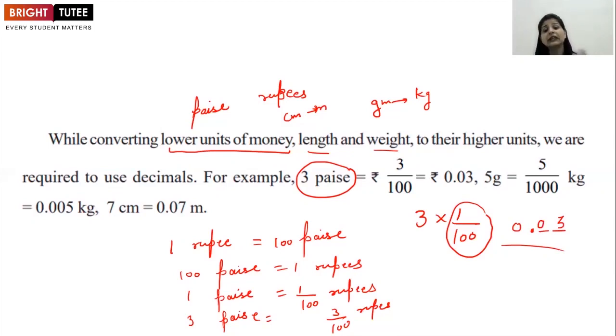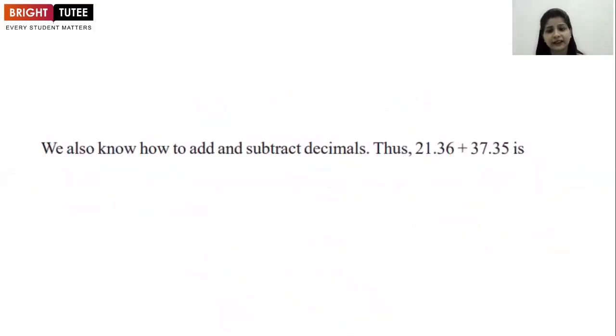So what do we need here? Decimals. If you have the knowledge of decimals, you can convert them to rupees, from centimeter to meters, from grams to kilograms. Okay, now also we have learned the addition and subtraction of decimals in our previous class. So let us just have a recapitulation and try to add this. How do we add the decimals, or how do we subtract the decimal numbers?